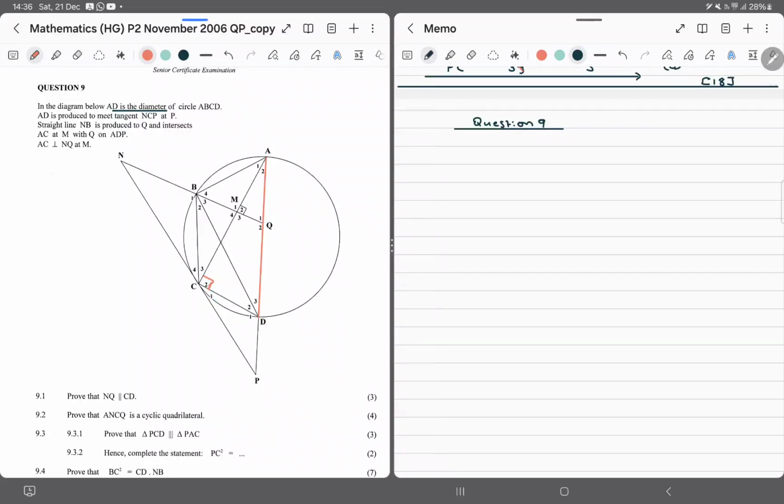So that should be 90 degrees. That's the angle in the semicircle. So can we see if this is 90 and this is 90, and these, we know they are corresponding angles. So when corresponding angles are equal, it means the lines are parallel. So that is the story being propagated here.